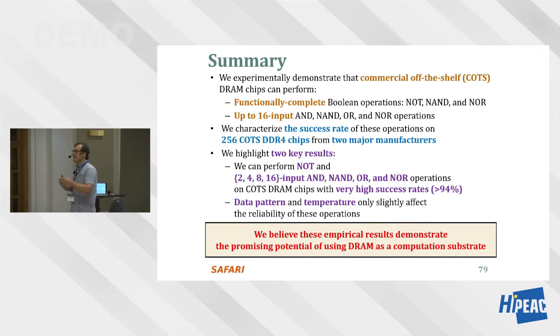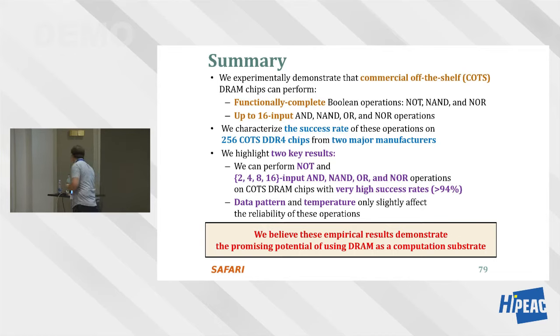But the real reason why we actually did this research was to demonstrate that there is real computation capability. DRAM is really a computation substrate in addition to a memory substrate, and there's a promising potential there. We should really go and design DRAM to maximize the success rate of these operations and to make sure that they actually work fully correctly. And I think that's possible.